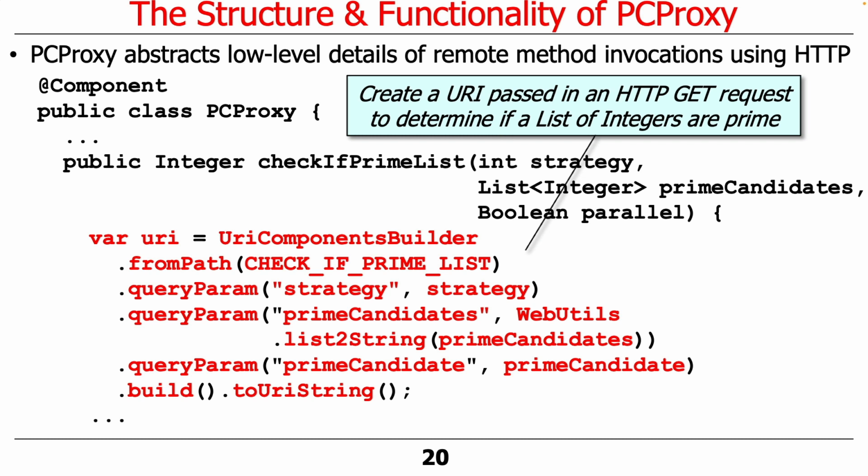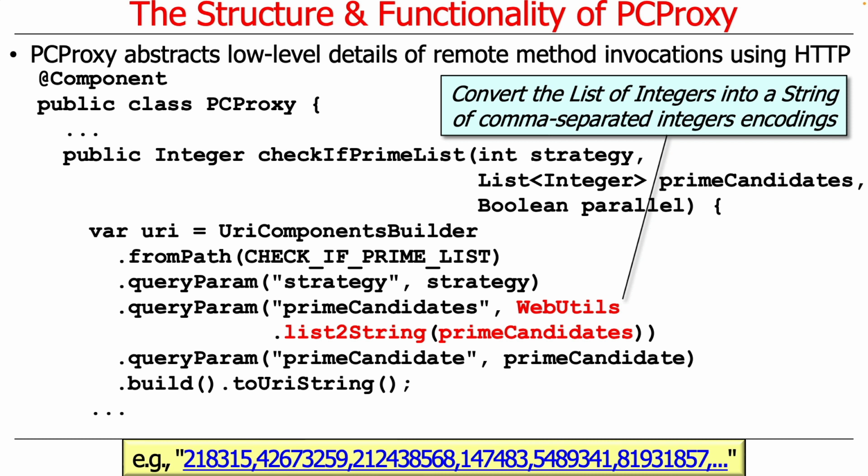Here's what check if prime list does. It's a little different. It, of course, passes in the router name of check if prime list. It encodes the strategy as a query param, and then it encodes the prime candidates query param by wrapping it up in a list. So it takes the list of integers and converts that to a string. So it encodes the list of integers into a comma-separated string, which is going to be encoded in the URI portion of the URL. Make sure you do that when you do your assignment, otherwise strange things happen. And then we go ahead and put the prime candidates. Sorry, is that right? That should say parallel. Sorry, that's the typo. Query param, the last one should be parallel. So you put the parallel parameter in there. And then we build that and make it into a URI string.